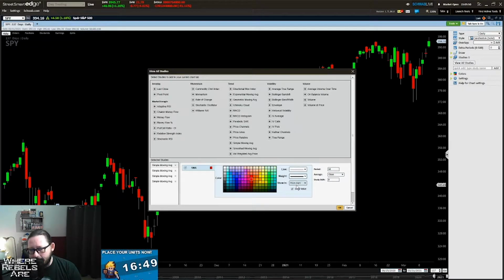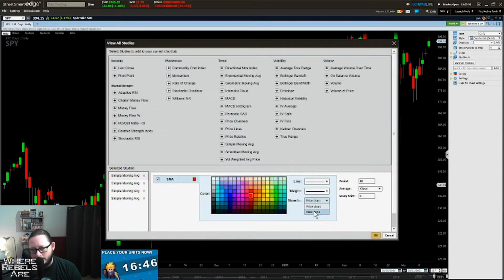The next thing is it says show in what panel you want, so you can create a new pane for most studies. Honestly, moving averages need to be correlated to the price. They should always be on the price chart. And then you add other studies or pieces of information in panels below. But we'll get to that as we add more.